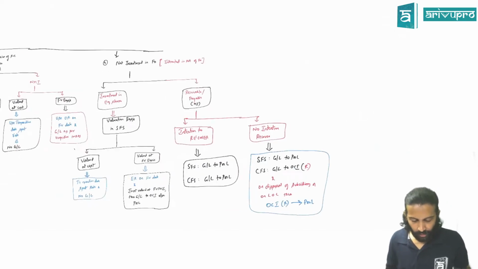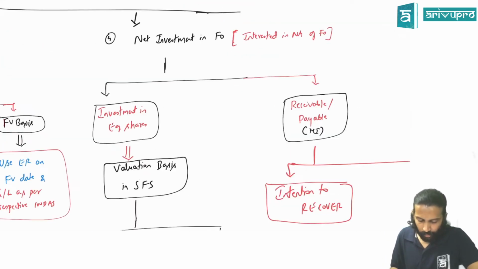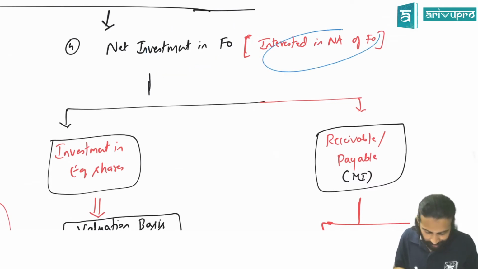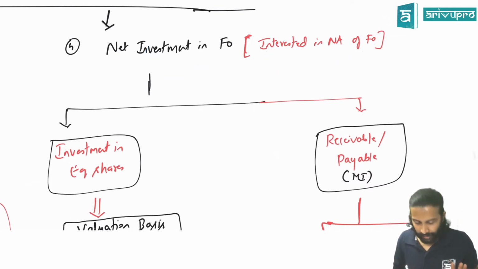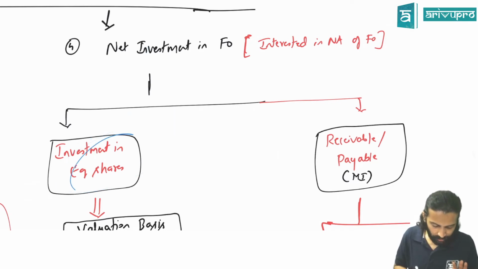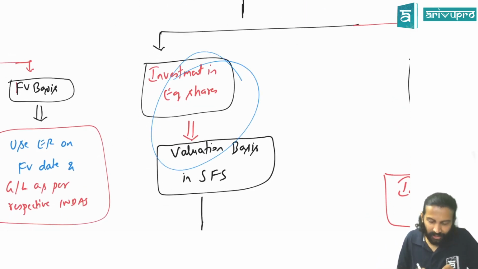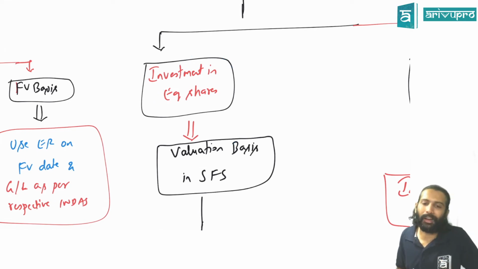Then, investment in net investment in foreign operation means you are interested in the net assets of the foreign operation. Hence we only considered investments in equity shares. If you invested in debentures, but those debentures are classified as equity, then you apply the same provisions. If those debentures are classified as financial liability, then you don't apply this. There's something else we'll do for that.